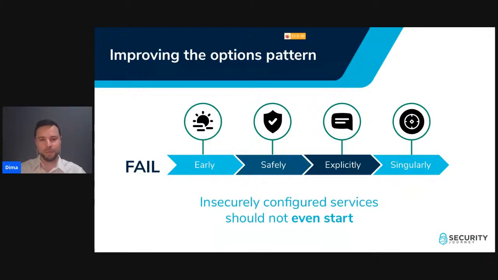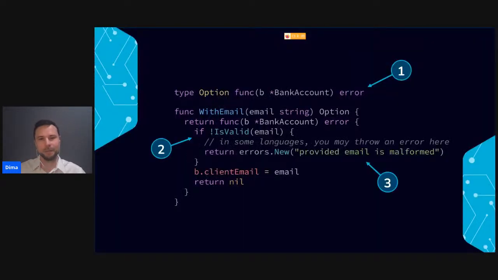And the reality is, if you're really serious about security and you're following those fail practices, insecurely configured services should never even start. That's what it means to have security on by default. We have that as an ideal, but we don't really get it too much in the wild out there. And we can with the options pattern. So let's improve this classical options pattern. This will be a very small change. It's very subtle, but it's actually very significant. In our option type, we declare the function that modifies our bank account. We will add a return type of error. So now our option modifies and returns an error. In Go, we return errors. Of course, if you're writing in another language like Java, it's still kind of considered standard to throw errors.